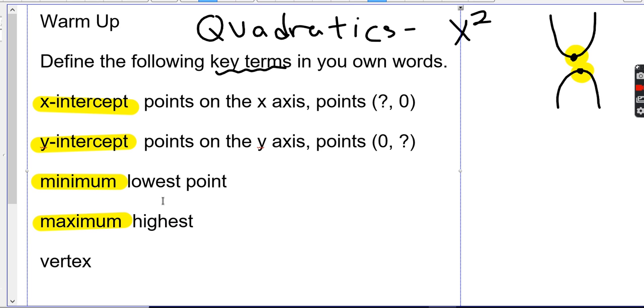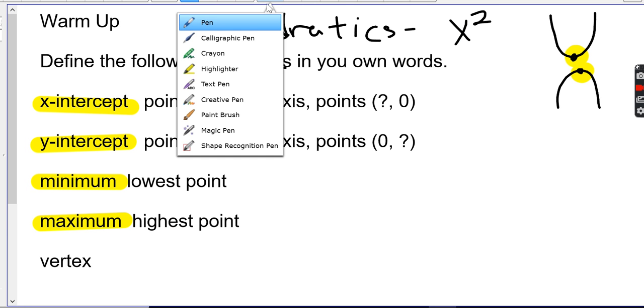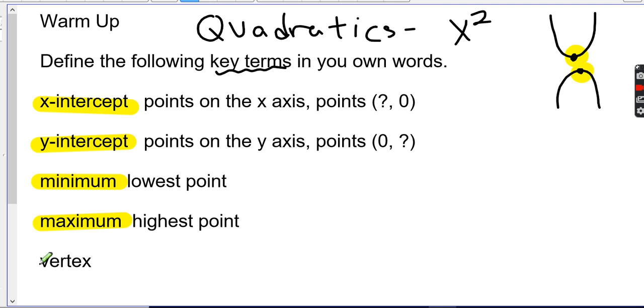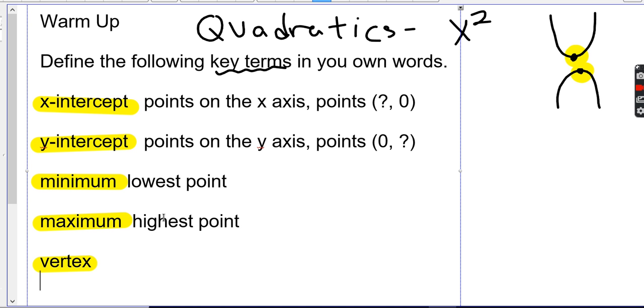Now we have a new word, the word vertex. I don't know if I ever mentioned the word vertex. Okay, the vertex is the turning point of the graph. So the vertex is the turning point.